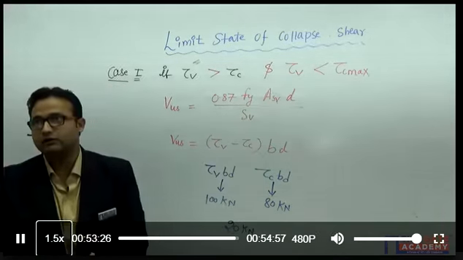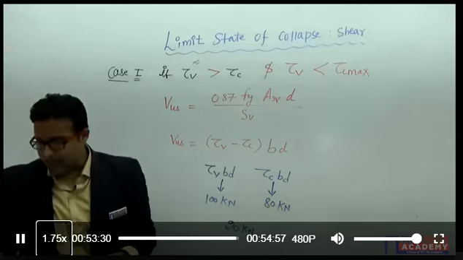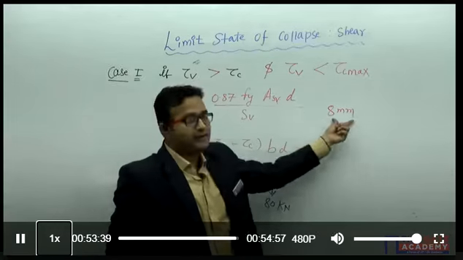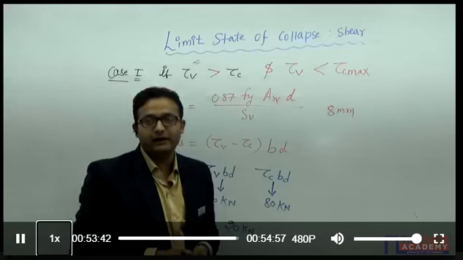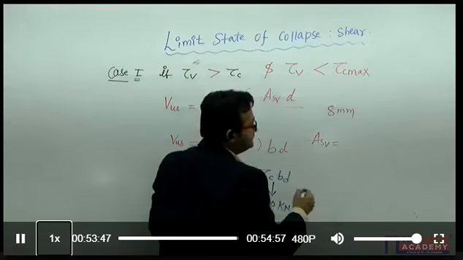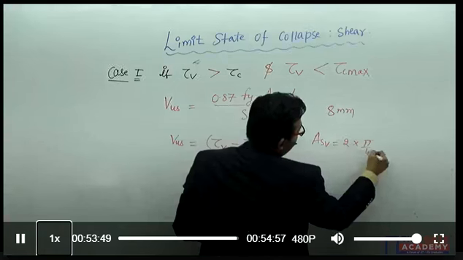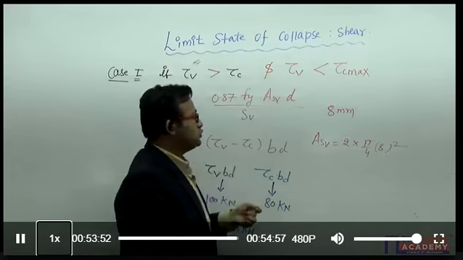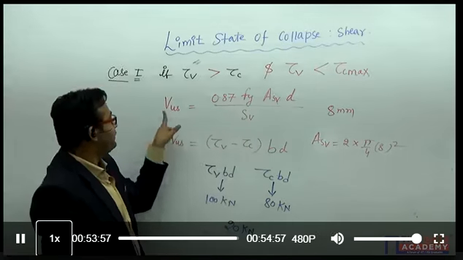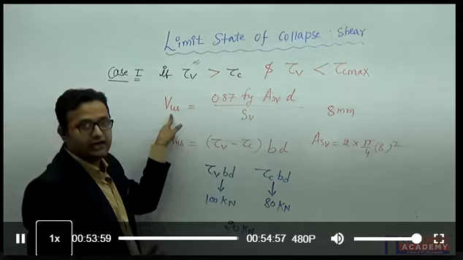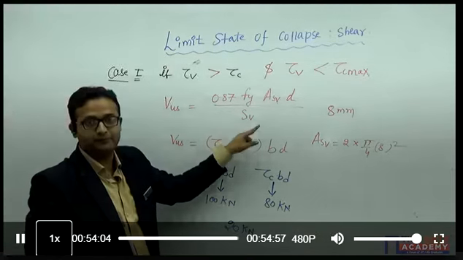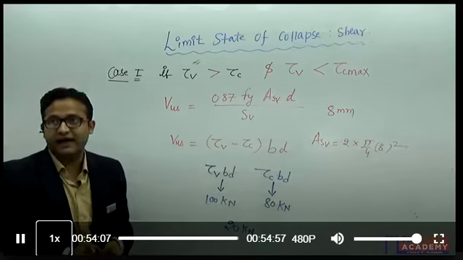Suppose I am using 8 mm stirrups. In 1 minute we are going to finish. Suppose I am going to provide the stirrups of 8 mm diameter. So definitely the ASV value for 2 legged stirrups will be 2 into pi by 4 into 8 square. So I know ASV, I know the effective depth, I know the grade of steel, I know VUS for what value I need to design the shear stirrups. I know all the values, so I can calculate the spacing. Okay? This is the one case.